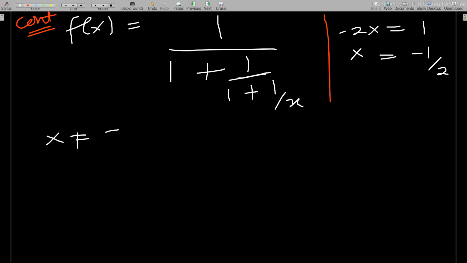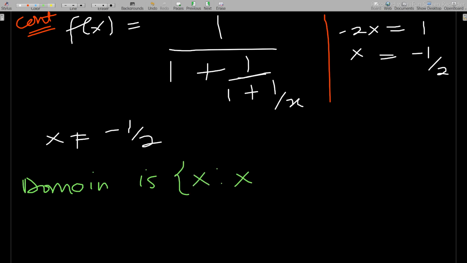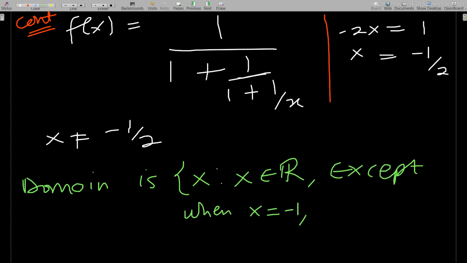Now we are coming to state the domain. So the domain is this. This is how we state it. Domain is x such that x belongs to all real numbers, except, with all the specific conditions, except when x equals negative 1, negative half, and 0. So except all these three numbers, that will make the function undefined.